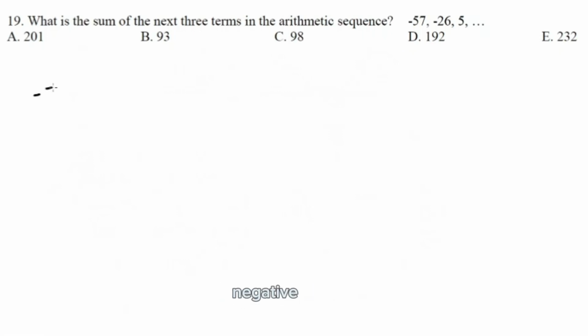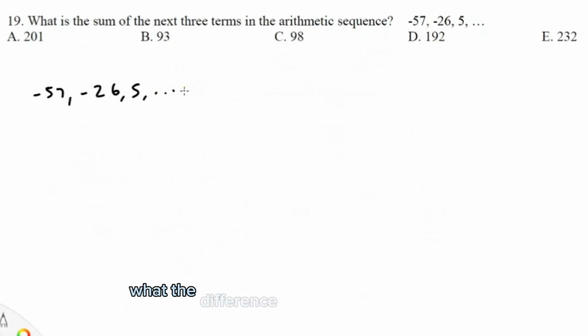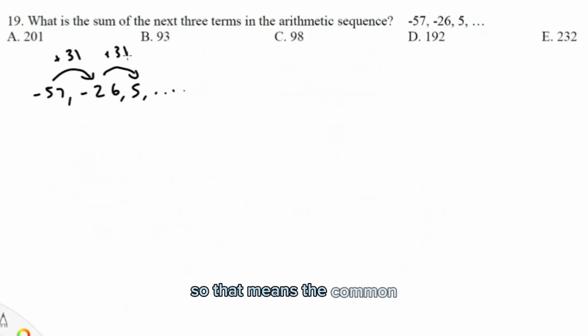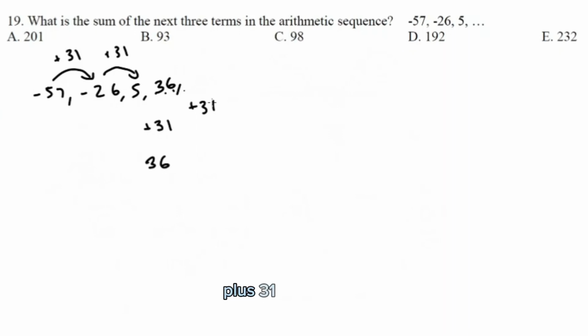Next, what is the sum of the next three terms in the arithmetic sequence? We're given the sequence negative 57, negative 26, 5, and then it goes on like this. What we need to do is find the difference between these terms. We can see that there's a difference of positive 31 between the first and second term, and the same between the second and third term. So the common difference is 31. The next three terms are going to be 5 plus 31, which is 36, then 36 plus 31, which is 67, and then 67 plus 31, which is 98.